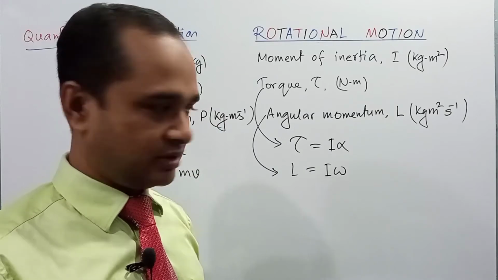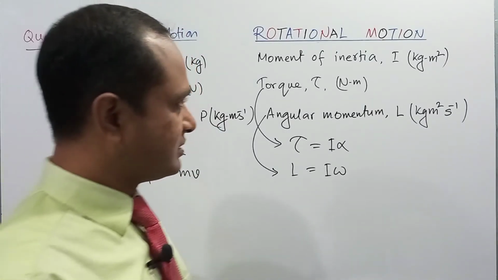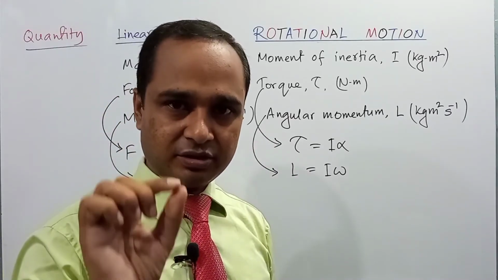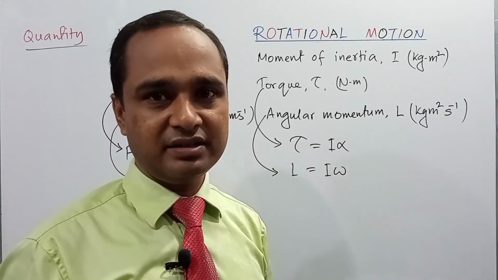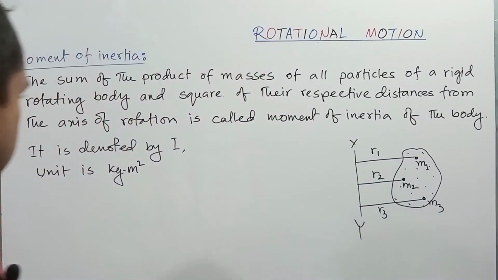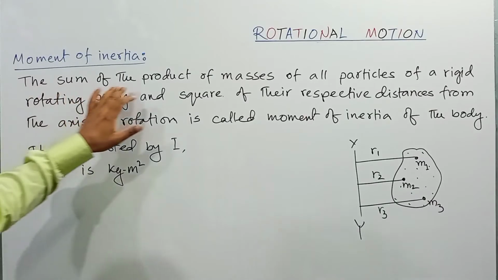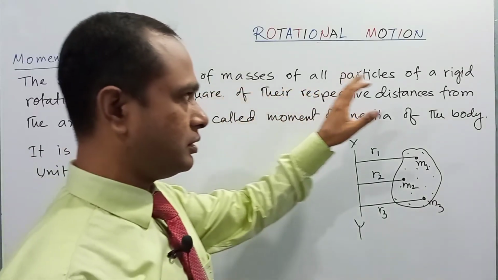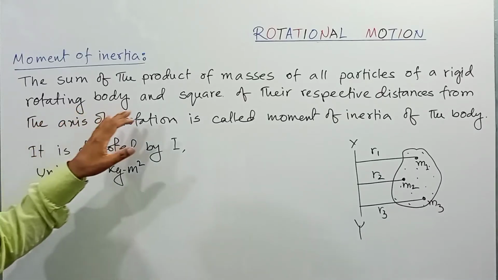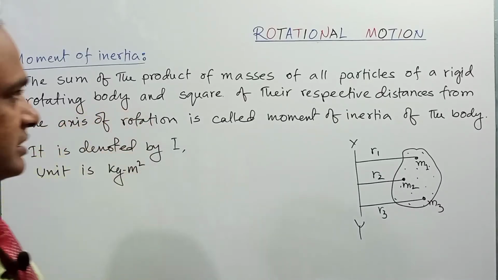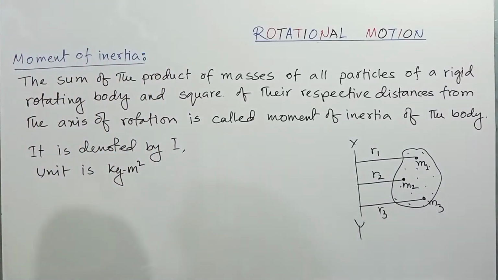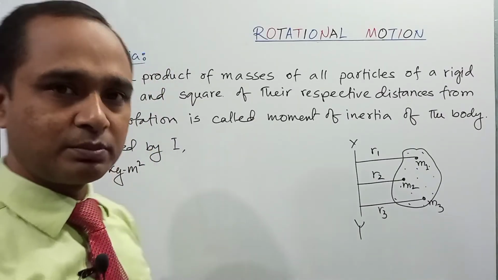Okay. So now dear student, we are going to discuss two important topics for rotational motion, and they are moment of inertia and radius of gyration. Moment of inertia can be defined as the sum of the product of the masses of all particles of a rigid rotating body and the square of their respective distances from the axis of rotation, and it is called the moment of inertia of the body.